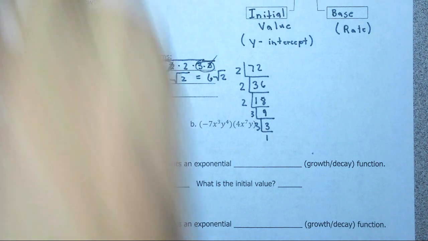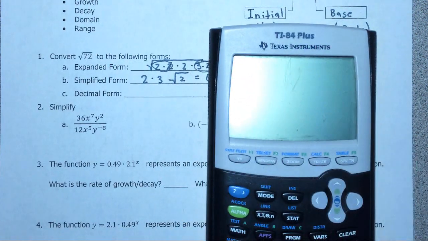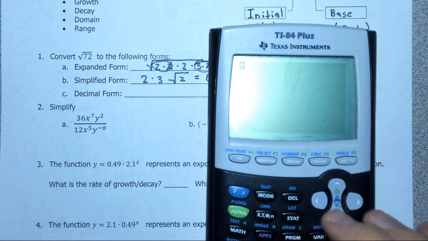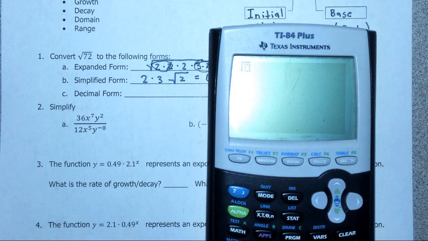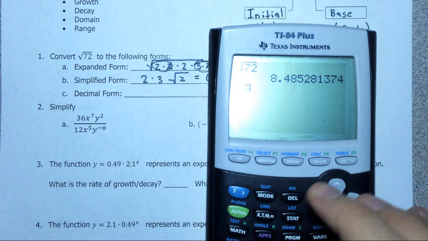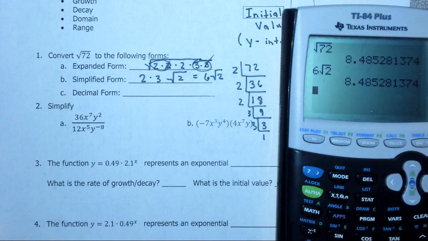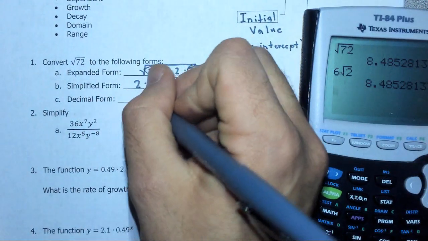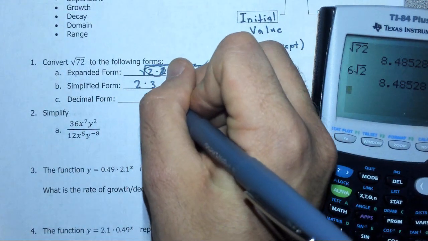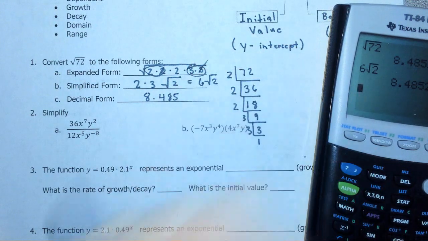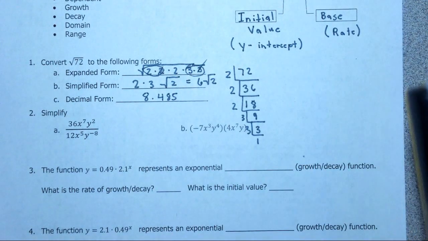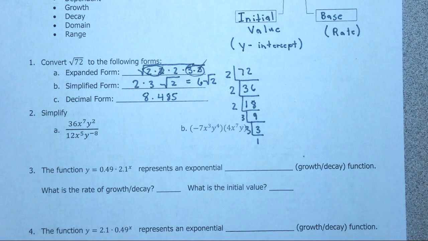Now really all of this math is useless because I could just plug it into the calculator. Why didn't you tell me that before, Mr. Venture? Because I'm evil! So I do the square root of 72, that is 8.48 blah blah. And if I do 6 times the square root of 2, I get 8.48 blah blah. So I know I did it right, and so my decimal form would be 8.485 blah blah. But I don't care about the blah blah. I only care about that.